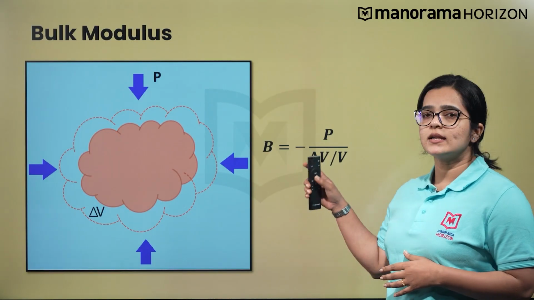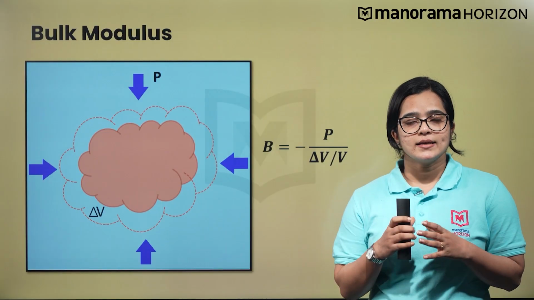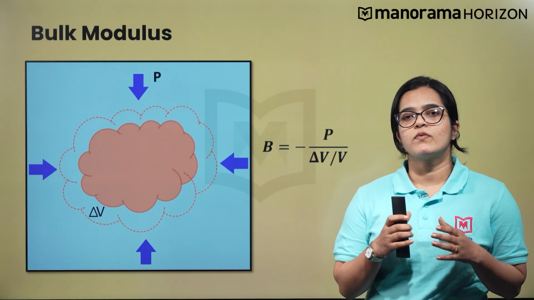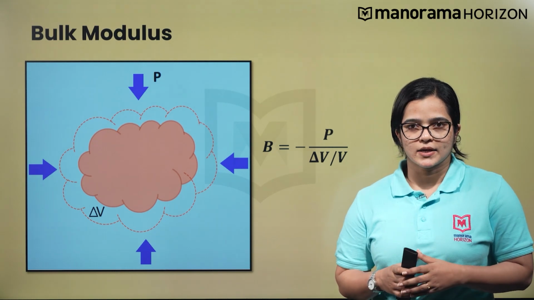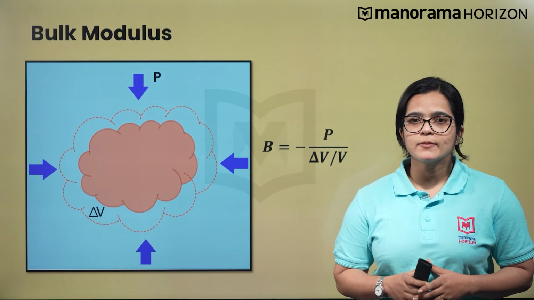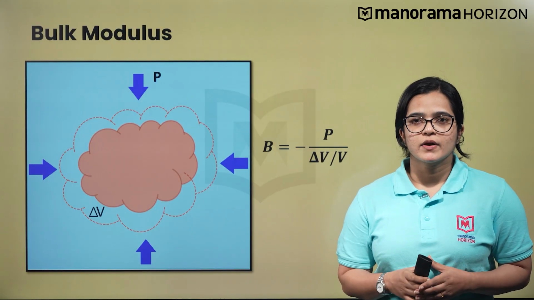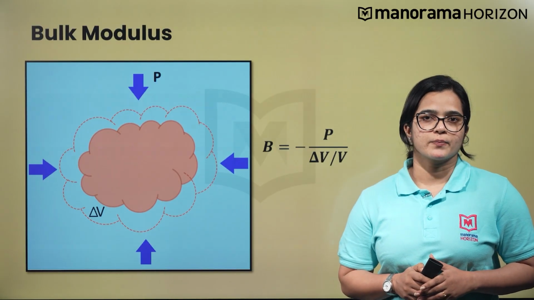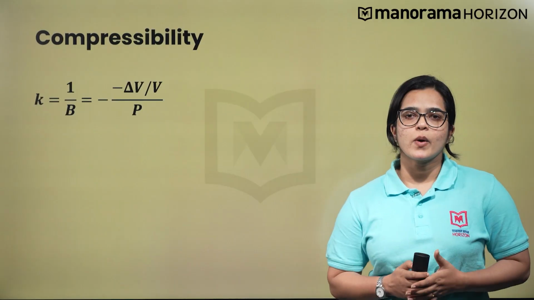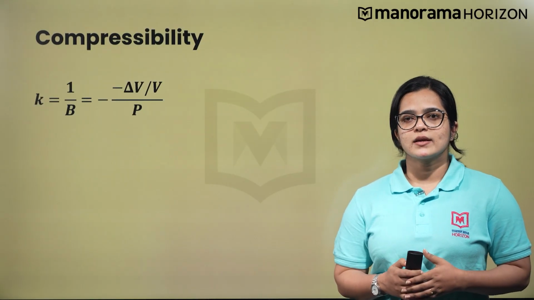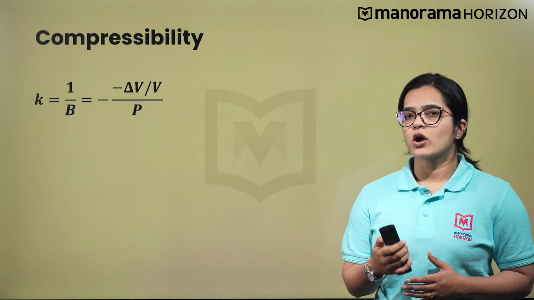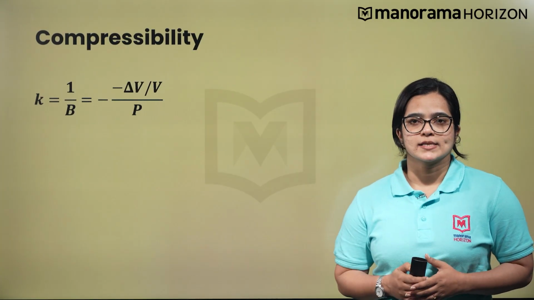The negative sign here indicates that an increase in pressure causes the volume to decrease. That is, the delta V is negative. This ensures that the bulk modulus stays positive when the system is in equilibrium. Compressibility is a physical quantity defined as the fractional change in volume per unit increase in pressure. It is a reciprocal of bulk modulus.